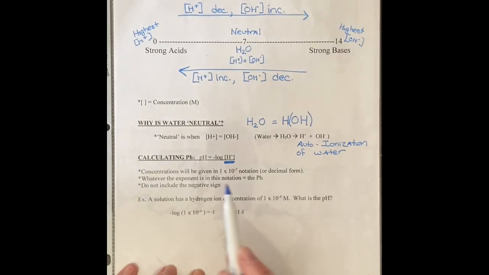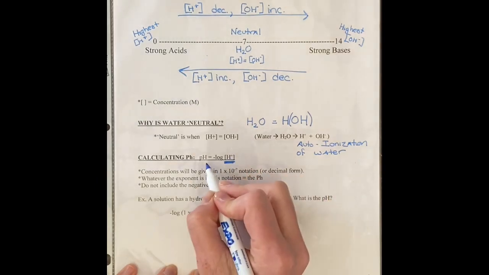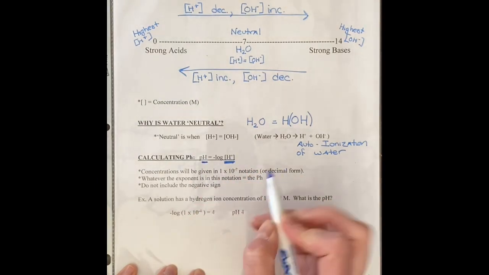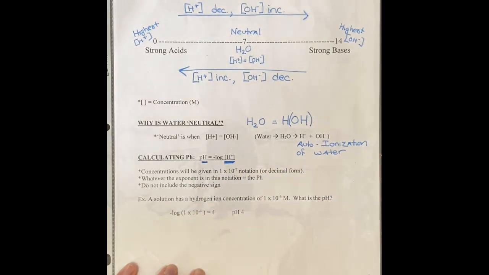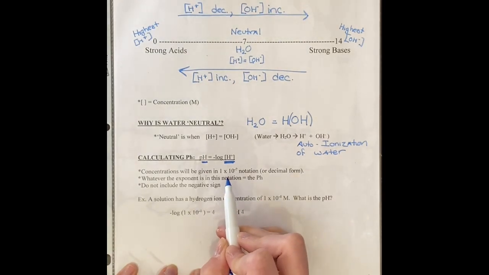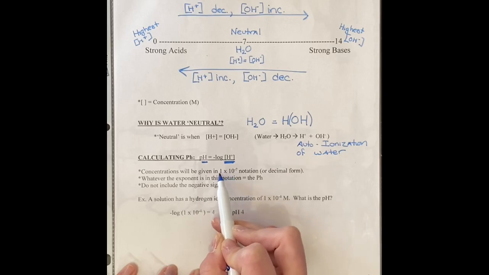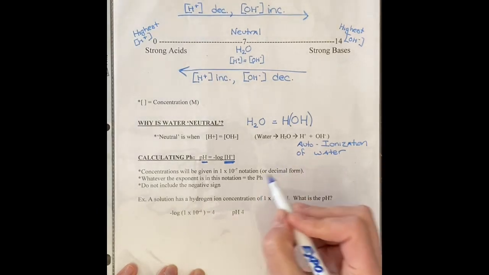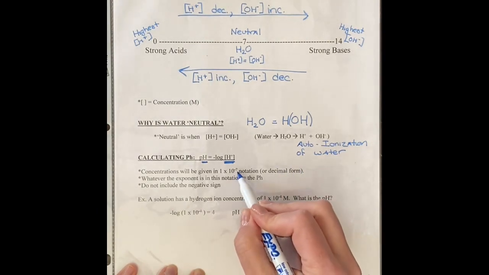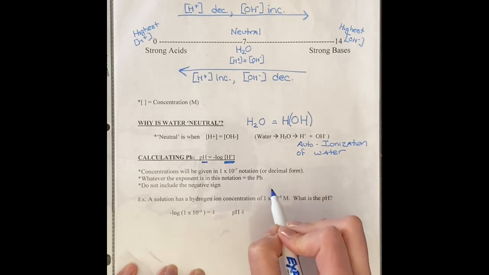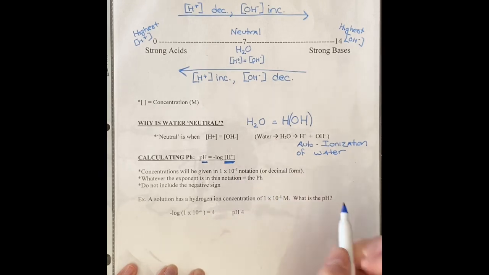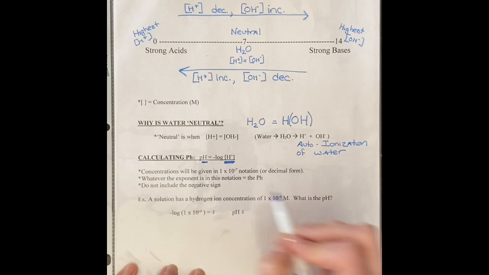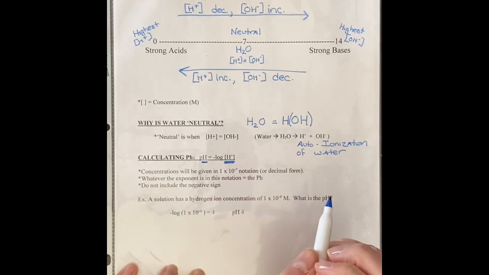So pH, again, potential hydrogen. You have to be given the hydrogen concentration. And that concentration will be given to you in scientific notation of 1 times 10 to the negative something. And there'll be a number there. So the way it works out logarithmically is that whatever that number is, that is going to be your pH. Just don't include the negative sign because we don't have that on 0 to 14.